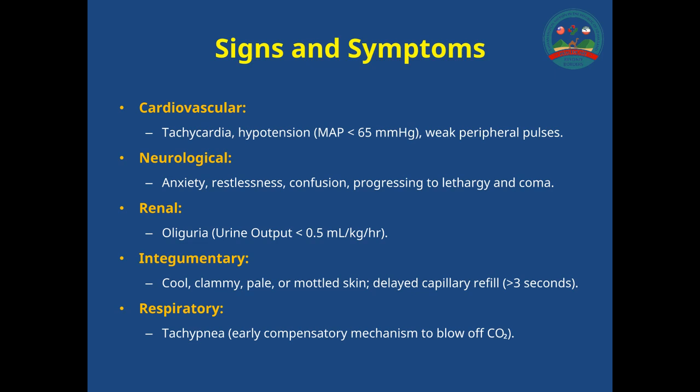Renal signs include low urine output, typically less than 0.5 milliliters per kilogram per hour. The skin may become cool, pale, clammy, or mottled, and capillary refill may take longer than 3 seconds. Respiratory signs include rapid breathing as an early compensatory response to remove carbon dioxide. Together, these findings indicate worsening tissue perfusion and cellular distress.